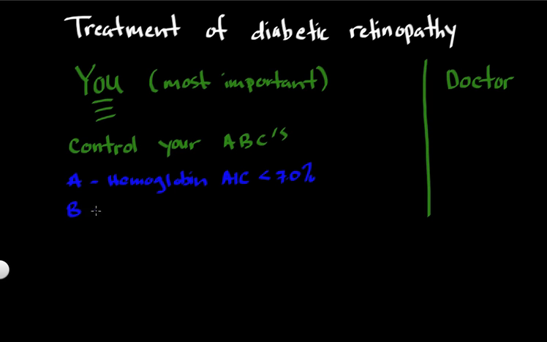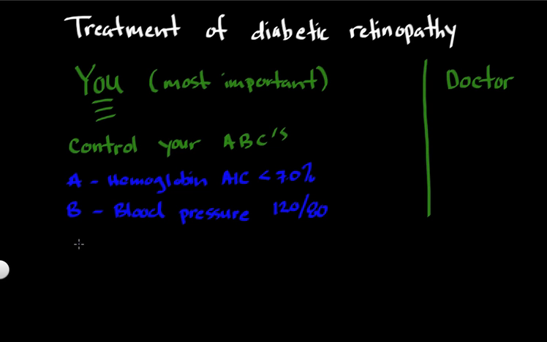B is blood pressure. Think of your blood pressure as the water pressure inside a pipe. If the water pressure is very high inside a pipe, over time, that can damage the pipe. Similarly, if the pressure inside of your retinal blood vessels, which are very tiny little blood vessels, is too high, it can damage those blood vessels over time. So you want your blood pressure to be 120 over 80 or below.